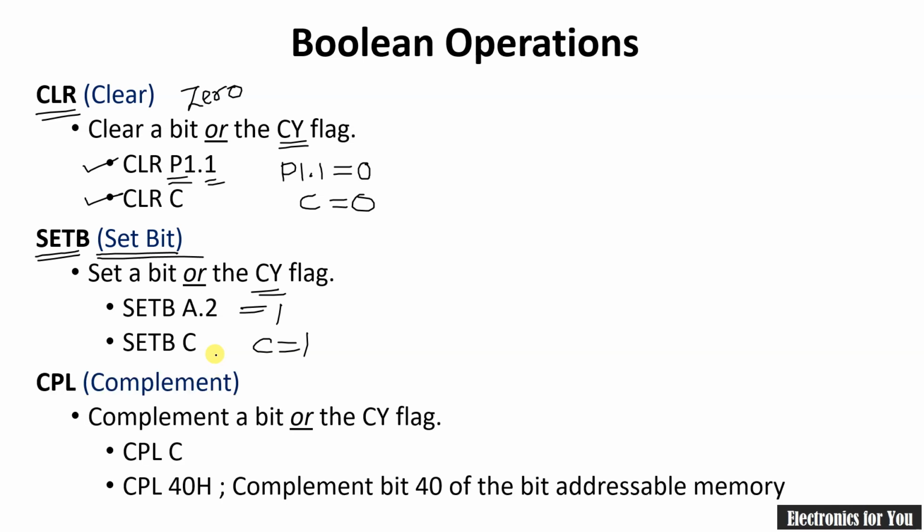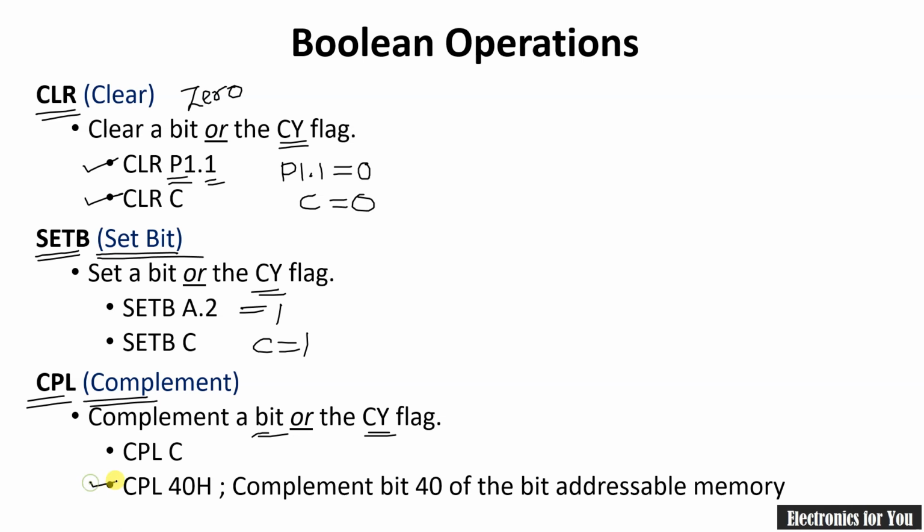Next instruction is the complement instruction, that is CPL. CPL means complement. It will complement the bit indicated or a carry flag. CPL C means if previously C is equal to 0, then it will be complemented to 1, or if it is set to 1, then it will be complemented to 0, and likewise.